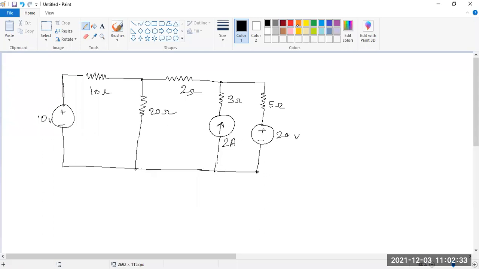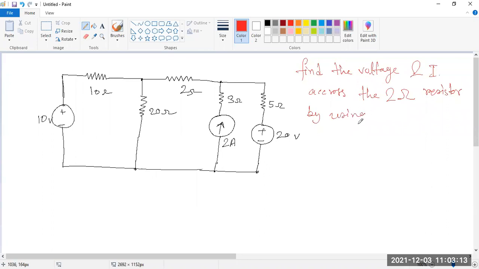Okay, so the question is: find the voltage and current across the 2 ohm resistor using the superposition theorem.